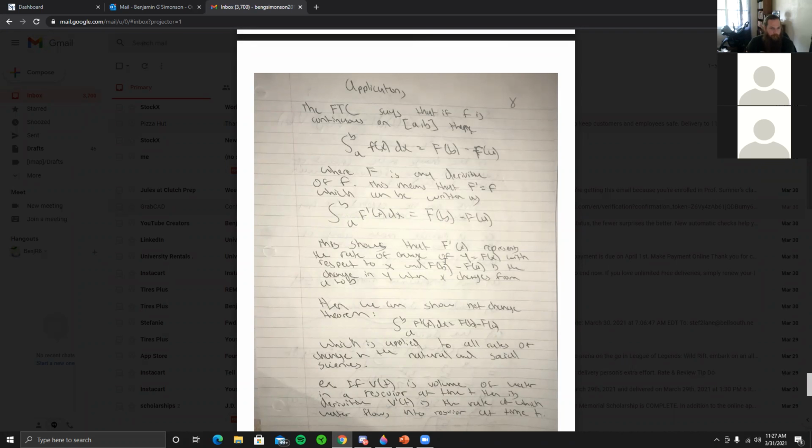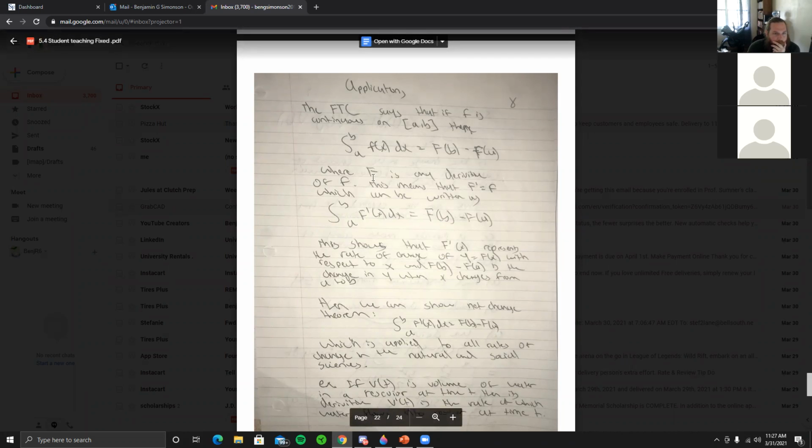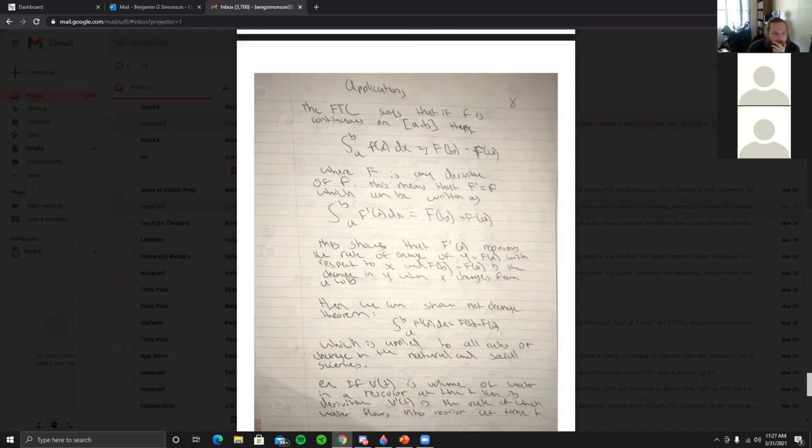So the fundamental theorem of calculus says that if f is continuous on a to b, then the integration from a to b of f of x dx will be equal to the antiderivative of f at b minus the antiderivative of f at a, where the antiderivative of f is any derivative of f. This means that the derivative of the antiderivative is equal to f.